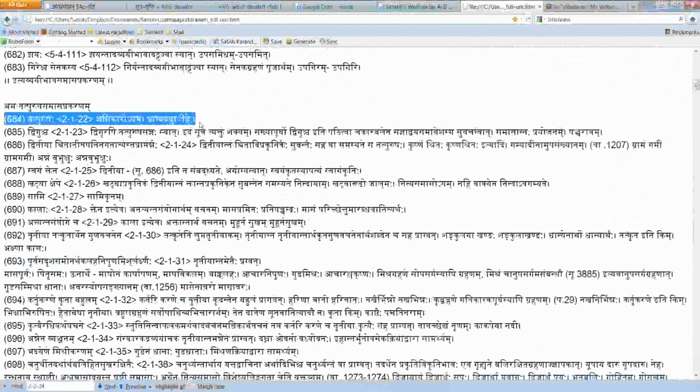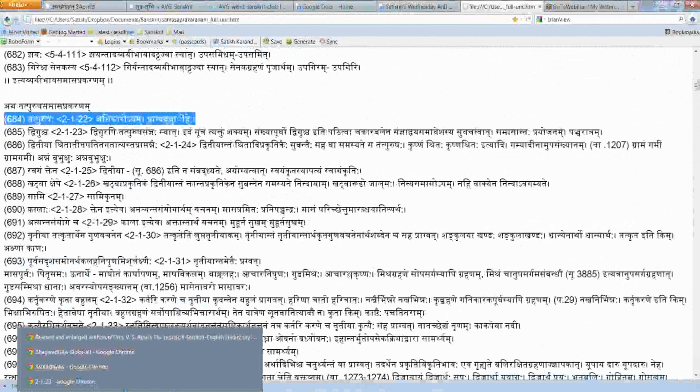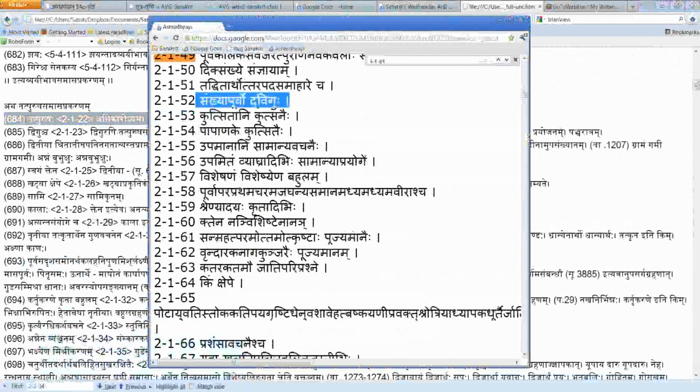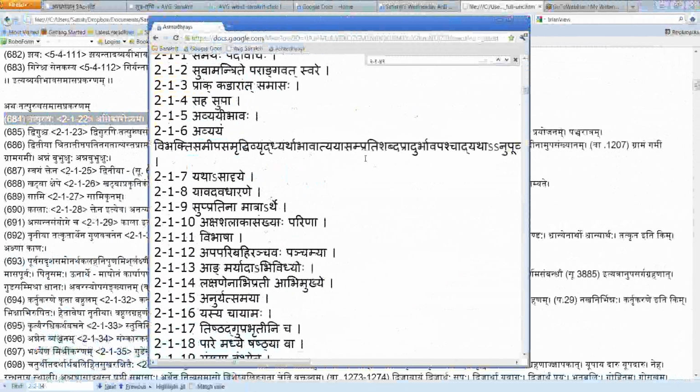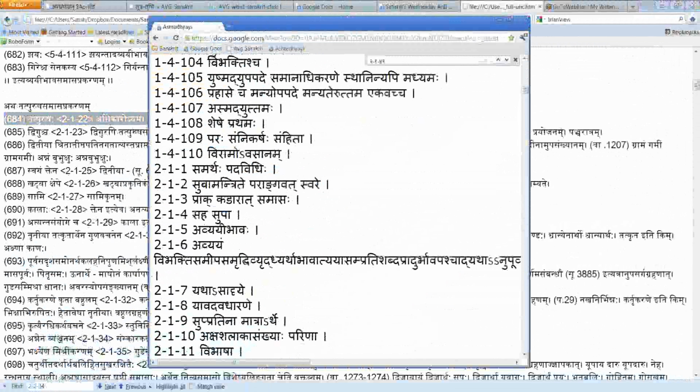So Kaumudi 684 starts. Now Kaumudi, of course, is following the Ashtadhyayi order. Because in Ashtadhyayi order, Panini first talks about, of course, the Kevala Samasa, which we saw, Sahasupa, Sutsupa, and all that. Then Panini talks about Avibhava. So Avibhava should be the first one to look at.